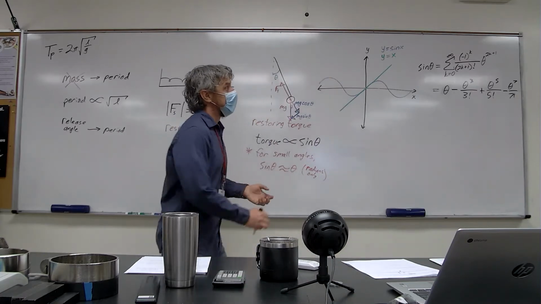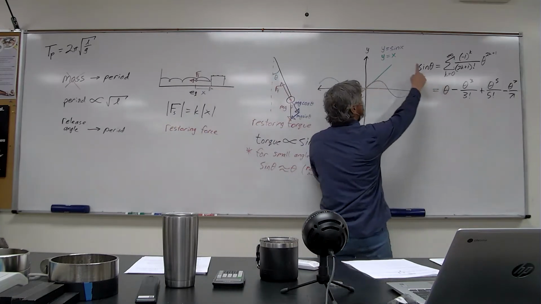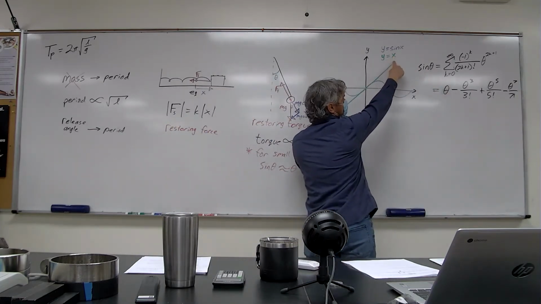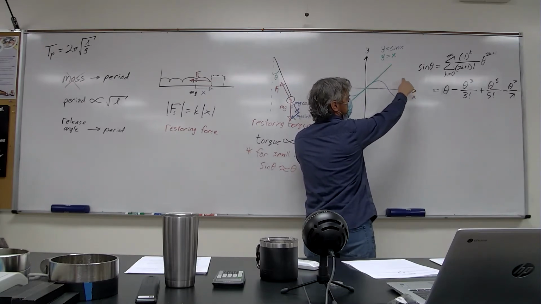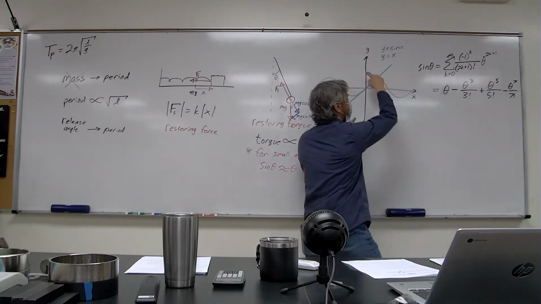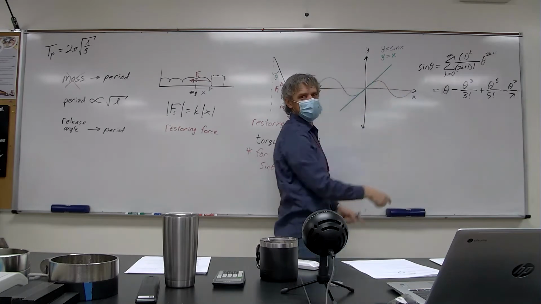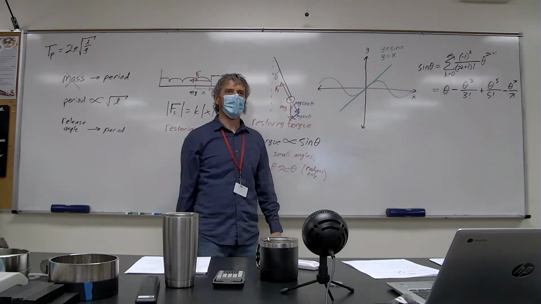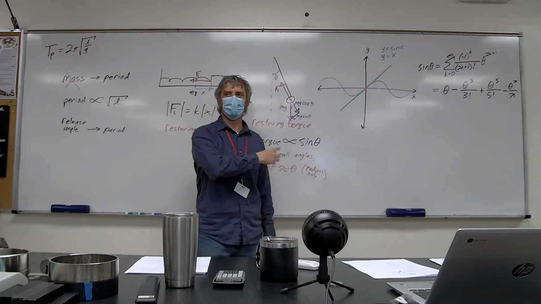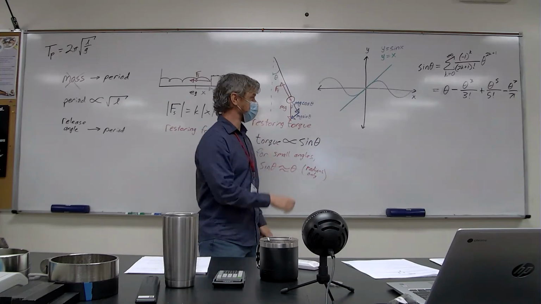Pretty interesting. And each time you add this term, you're taking the graph of y equals x or y equals theta, and you're starting to curve it. And each iterative term that you add starts making this green line start to match that blue line. And the more terms you have, the more closely it matches. It's really cool stuff. Anyway.